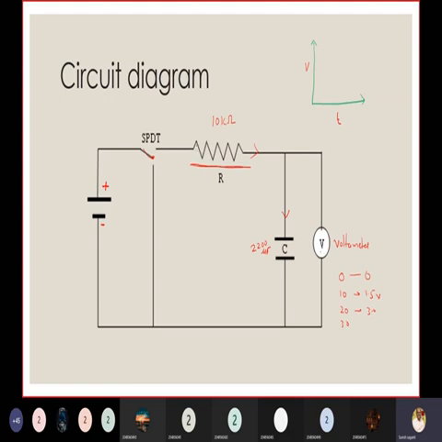So we are sending current through this resistor. What is the purpose of the resistor? A resistor opposes the flow of electrons. So electrons will move slowly, and the capacitor will take some time to take full charge. Or else a fully charged capacitor, when it is discharging through a resistor, is going to discharge gradually.